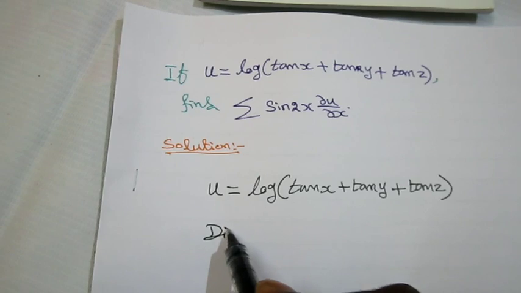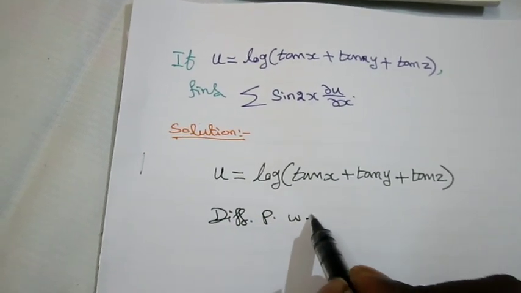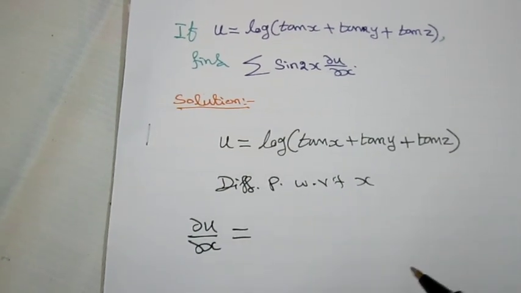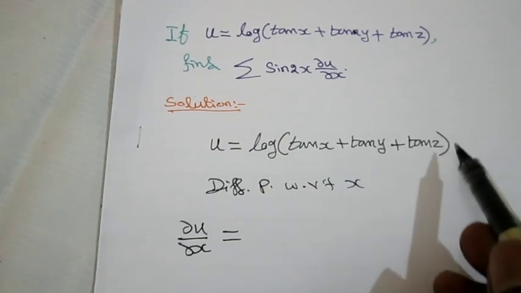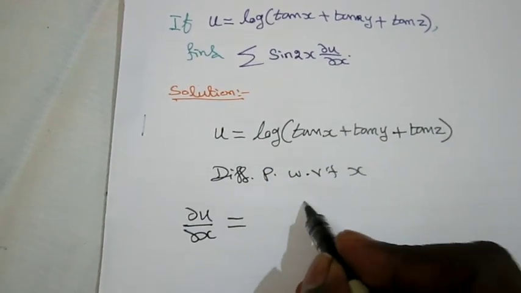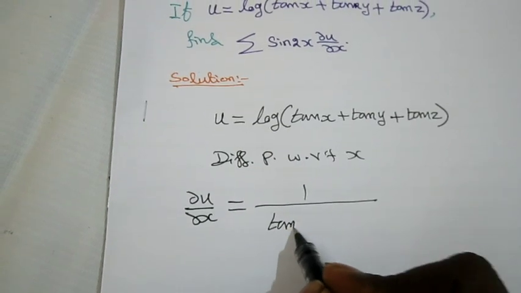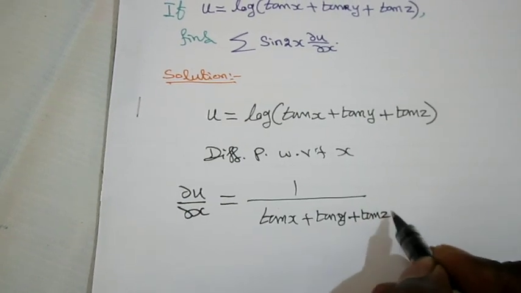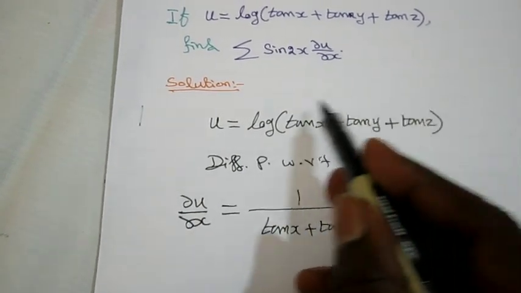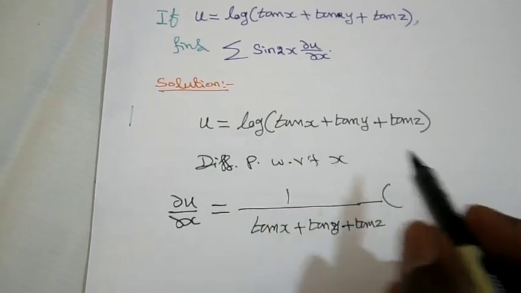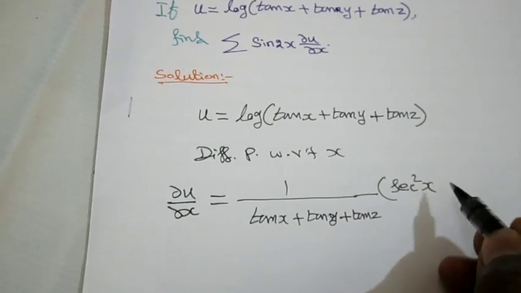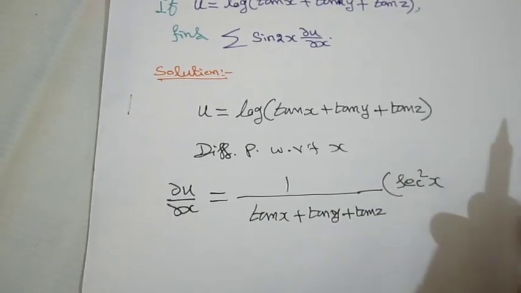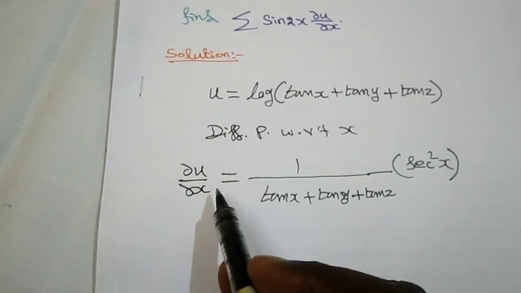So differentiate partially with respect to x. So dou u by dou x. Consider the entire term like x. Log x differential is 1 by x, into differential of the inner term with respect to x. So tan x differential is secant square x, and the other differentials are 0, because with respect to x, y differential is 0, tan y, z differential is 0. So this is dou u by dou x.